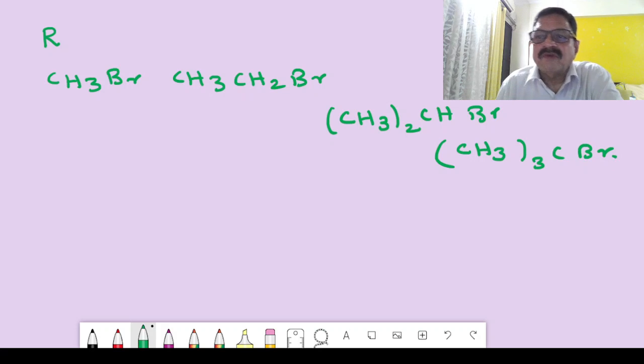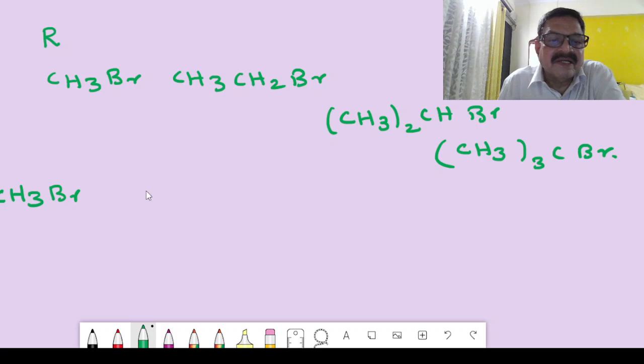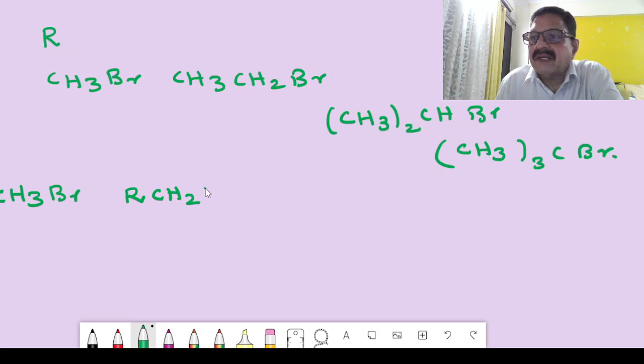Okay, so the first thing is methyl bromide, or bromomethane. Then we have R, where one hydrogen is substituted by one alkyl group. So RCH2Br, or RCH2X. We can say X is the halide group here.